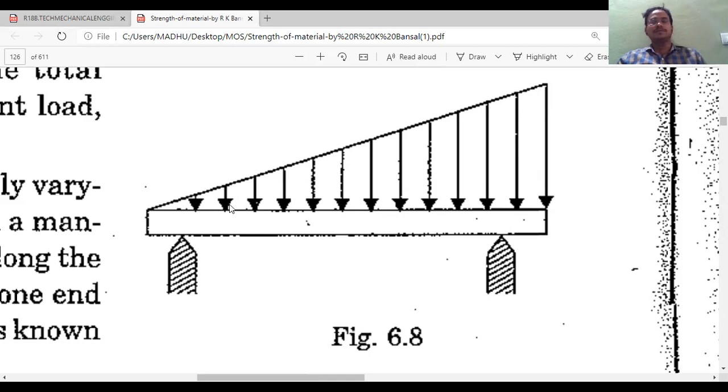Now you should find the area, which will provide us the concentration point, and that will act over the centroid of this triangle. Centroid means from here it is 2/3 of the height, or from the base it is 1/3. So from the top, from the vertex, it is 2/3 of the height, or from the base 1/3 of the height.